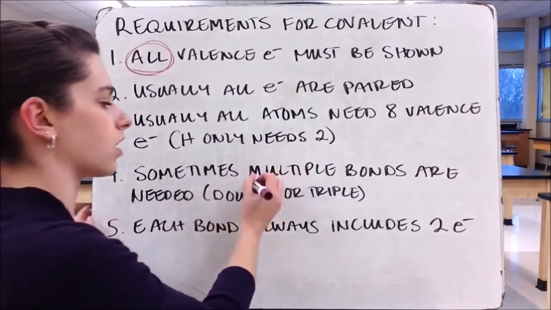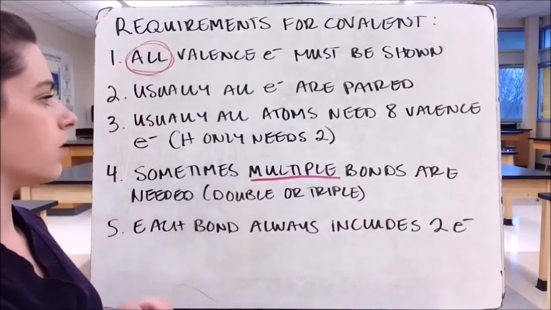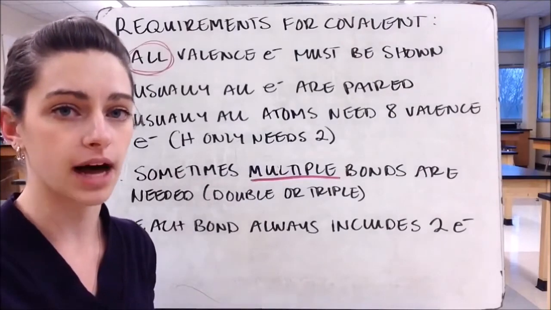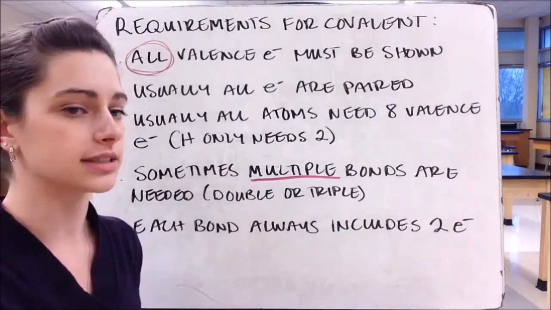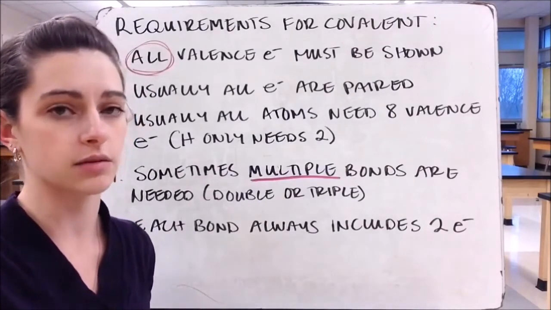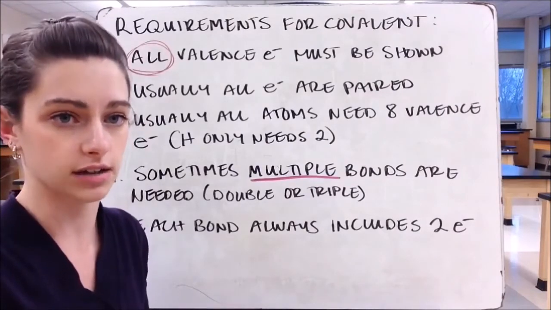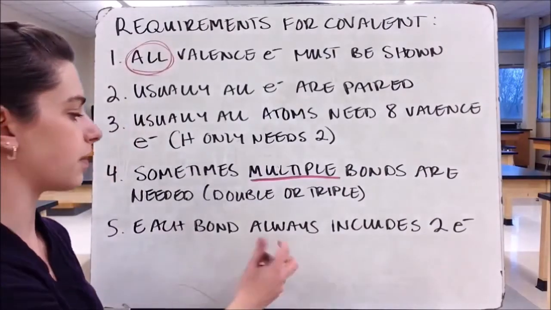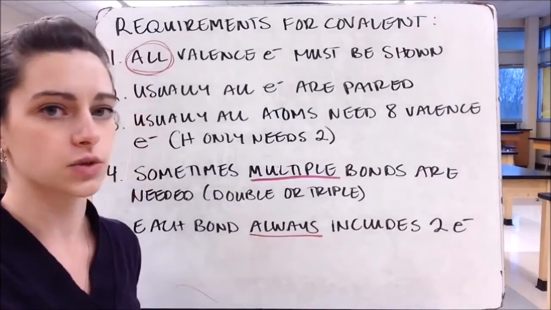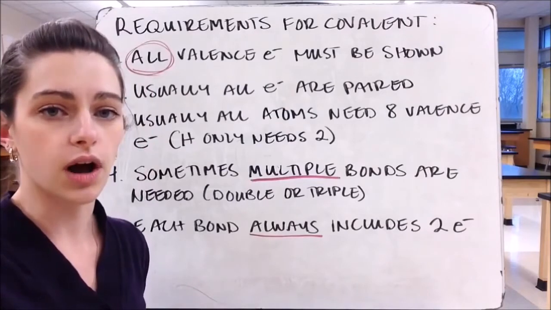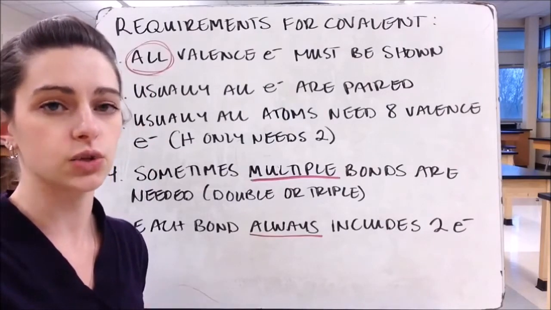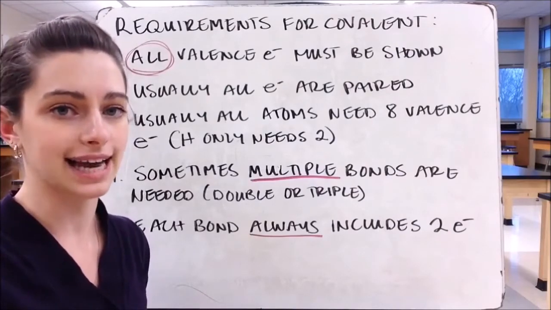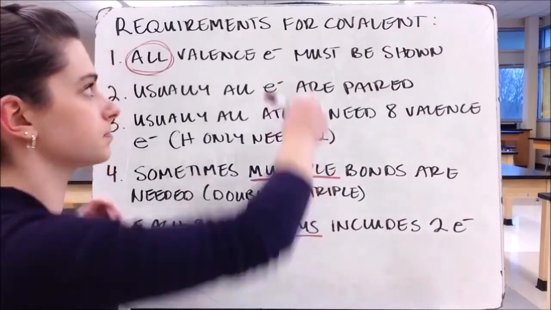Sometimes we can have what are called multiple bonds in order for everything to reach 8. So sometimes you'll have what's called a double bond or a triple bond, where instead of sharing 2 electrons, 2 atoms are going to share 4 or 6 electrons by having multiple bonds. And then finally, each bond always has 2 electrons. So whenever you draw a bond, you're indicating that there are 2 electrons being shared between those 2 atoms. So each bond counts as 2 electrons.